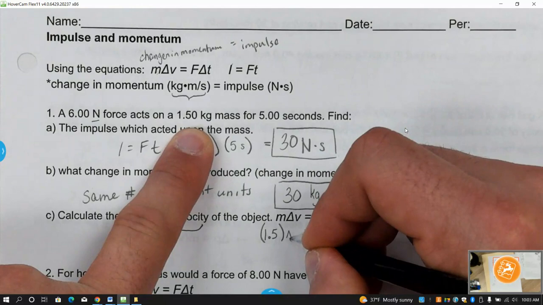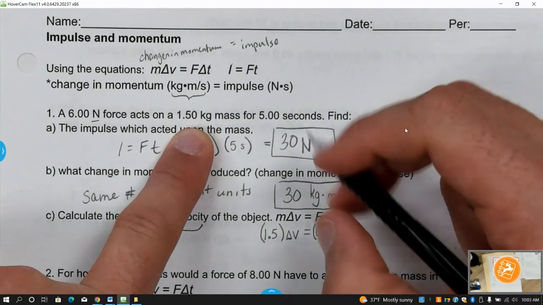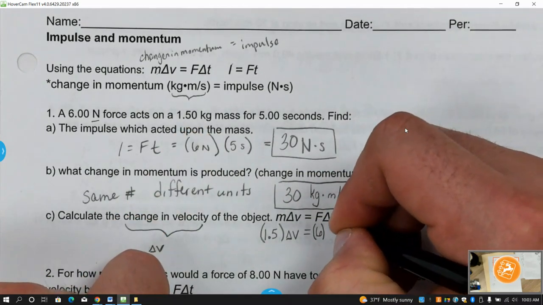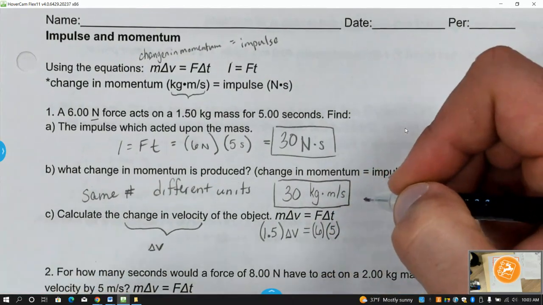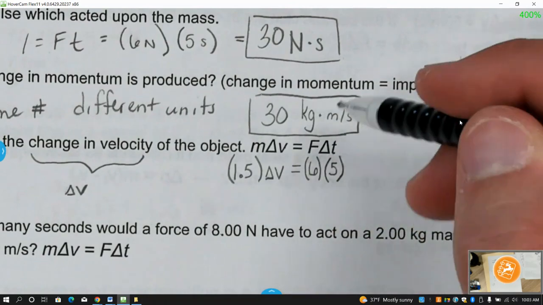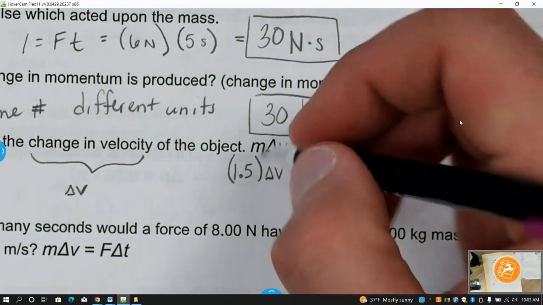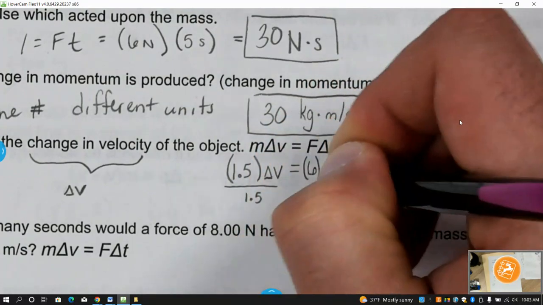They want us to solve for this, so we're going to leave it there. And then they said 5 seconds. So 5 seconds is our T. So guys, if I really just want delta V by itself, all I got to do is to make sure I divide both sides by 1.5.